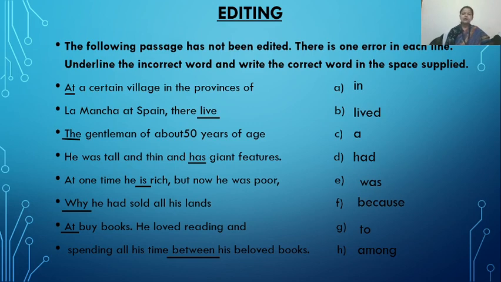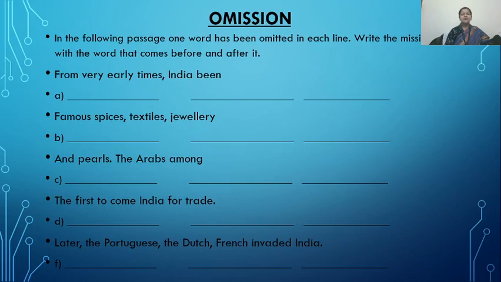Now let's come to the second topic, that is omission. So first of all, understand what is omission. Omission means to leave, or skip, when something is left, skipped, not written. That is omission. So here what you have to do, the word that is omitted in the line, you have to identify that place.